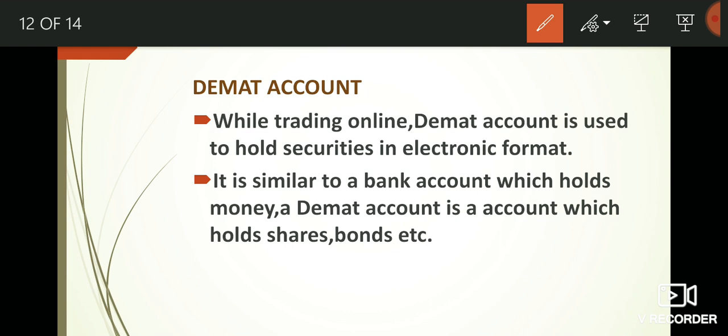Demat accounts are generally used for the share trading purpose. While we trade online, Demat accounts are used. It is similar to a bank account which holds money. A Demat account is an account which holds shares, bonds, etc.